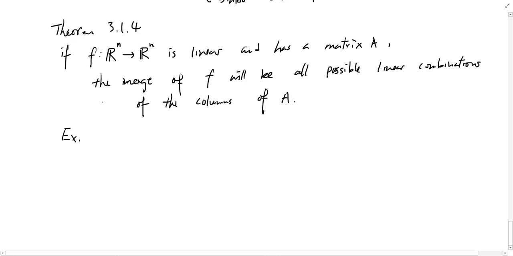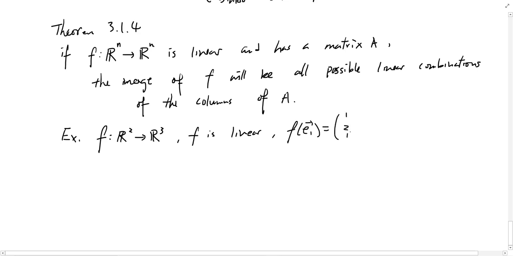Suppose I have a function f that maps from R2 to R3, and let's say f is linear. As a matter of fact, from this point on, almost all functions that we're going to talk about will be linear. Let's say we're given that f of vector e1 is (1, 2, 1), and f of vector e2 is (-1, 0, 3).